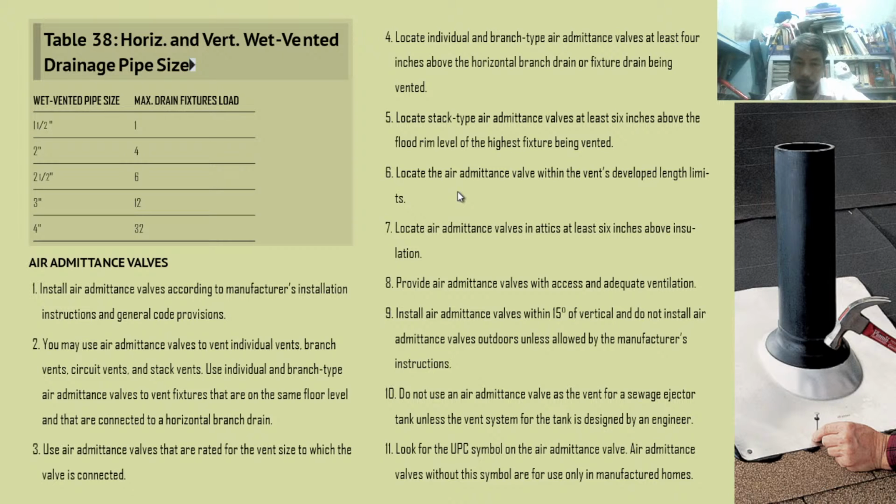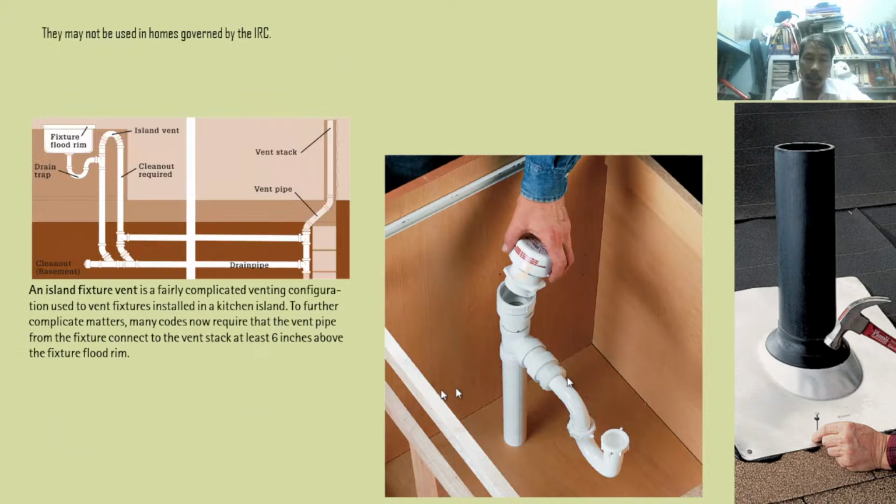Then look for the UPC. This is the code. So Uniform Plumbing Code symbol for the admittance valve. That is for the plumbing plan drawing, the symbol. IRC is the International Residential Code, which has different design parameters from the Uniform Plumbing Code.